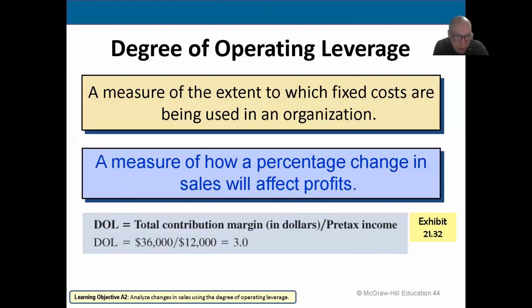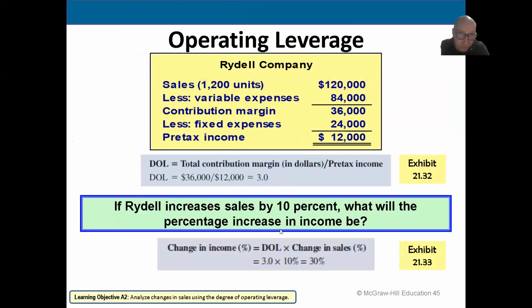So to find the degree of leverage, we take the total contribution margin in terms of sales dollars. We divide that by our net income. And the degree of leverage in this case is 3 in this example. 36,000 divided by 12. Sales minus variable costs equal contribution margin minus fixed costs equal the net income. Call it pre-tax income.